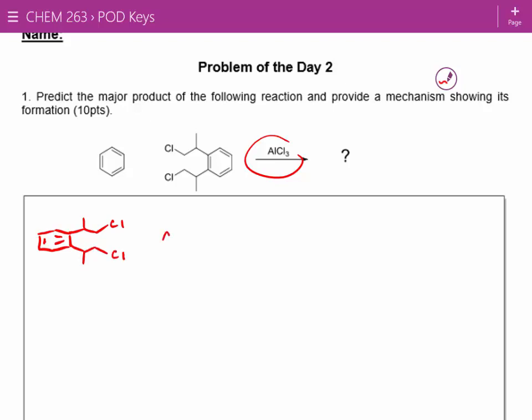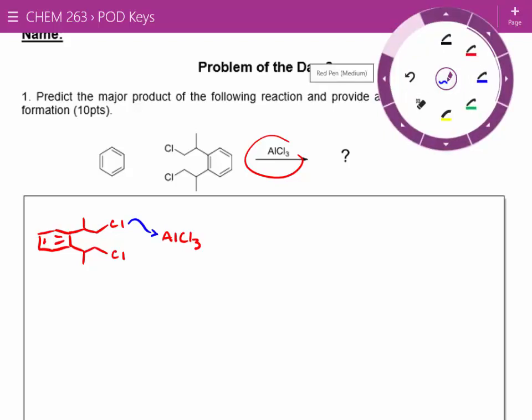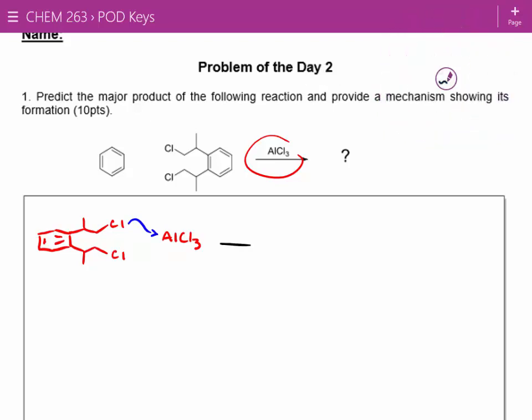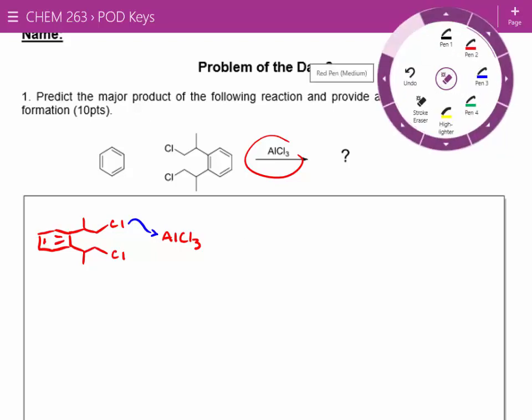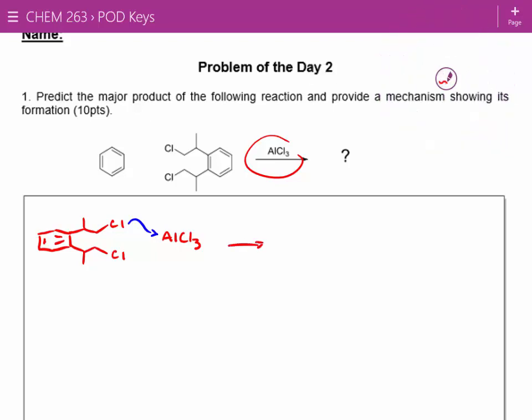So the first step is we have the aluminum trichloride interact with the chlorine. And so the lone pair on the chlorine will add into that aluminum p orbital. And when we do this, we make a new ionized aluminum species. Oh, sorry, AlCl3. So the aluminum has a negative charge, the chlorine has a positive charge.